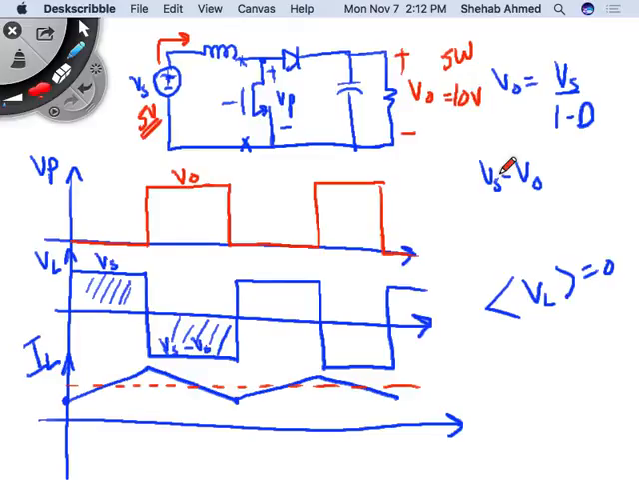What? No, the average value of inductor voltage is 0. This cannot be, it has a value. 5/2.